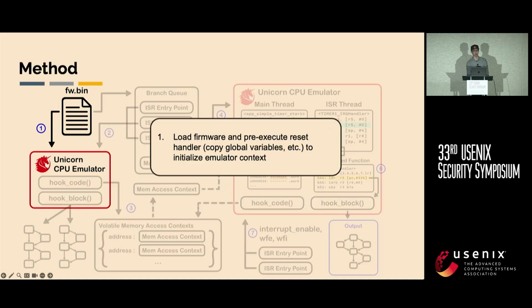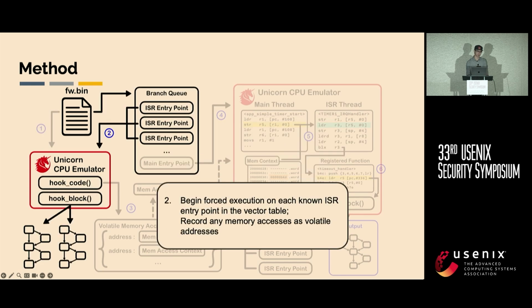So first, we load the firmware and pre-execute the reset handler into some emulator. For our prototype, we use the Unicorn CPU emulator, and this just kind of sets up all of the context to set up the global variables in RAM and all of that. Then we conduct forced execution on each of the known ISRs. So we run forced execution on each one until completion. And then as we do this, we record any memory accesses made during these passes as volatile memory.